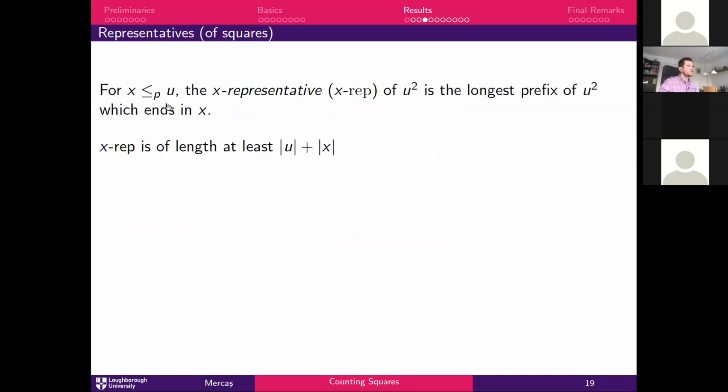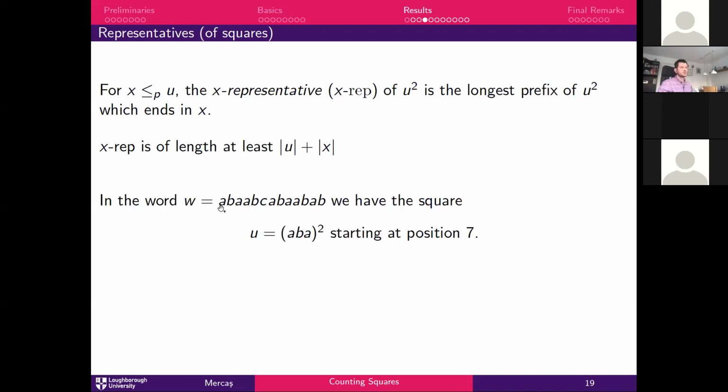So how do we do that? Well, in order to do that, we define the representative of a square. This is the longest prefix of the square that ends in this x. So the x representative will be the longest prefix of u square that ends in x. And I'll show an example just to make it easy.